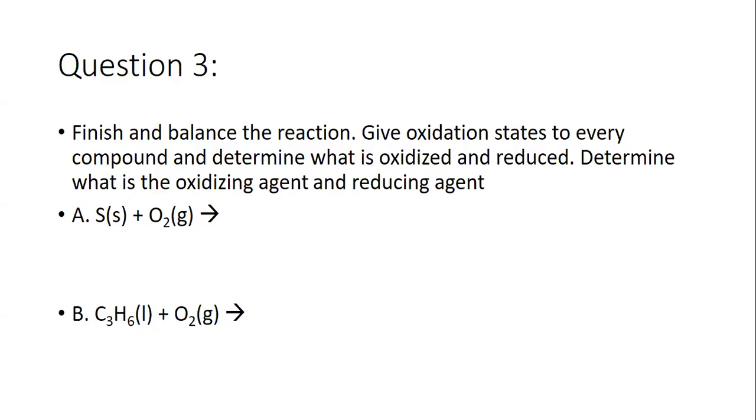Figuring out the reaction for sulfur plus oxygen is not simple if you haven't done this. But basically, when you burn sulfur, and you know when you burn sulfur because it smells like rotten eggs, so if you ever smell rotten eggs, that's sulfur. Sulfur plus oxygen makes sulfur dioxide, so that'll make SO2 gas. And that's balanced. Now for B, I'll finish that one off as well.